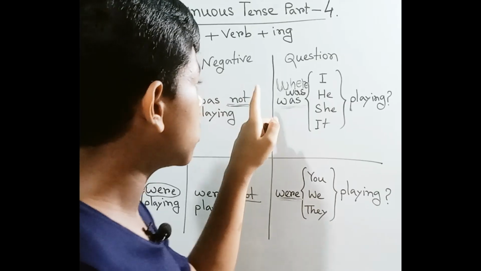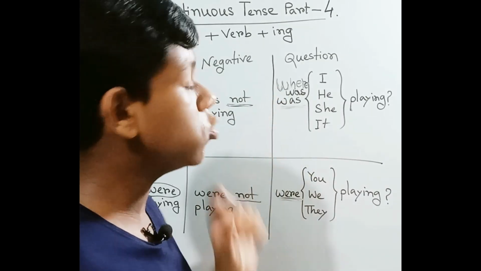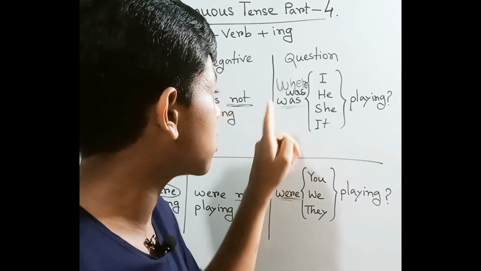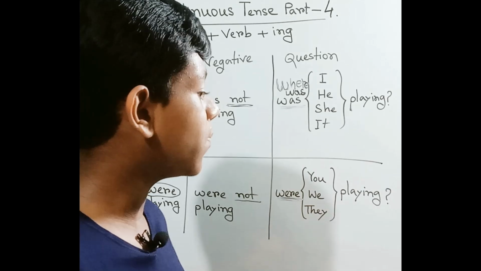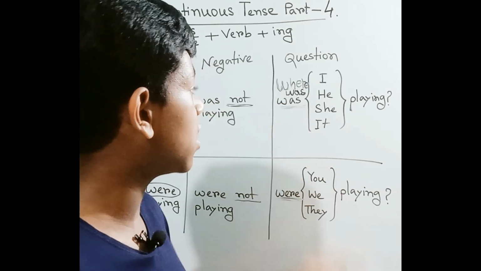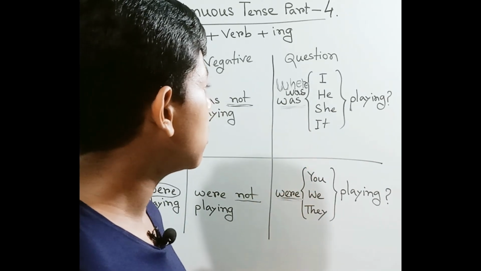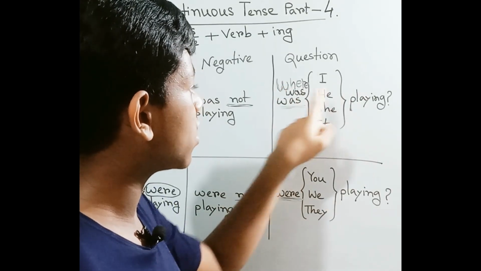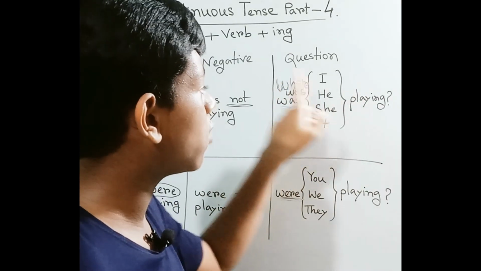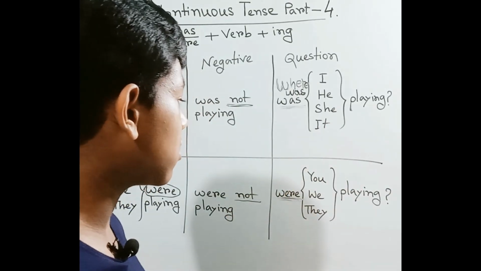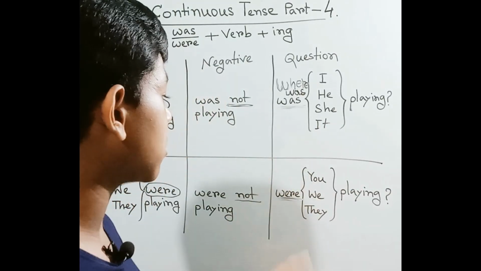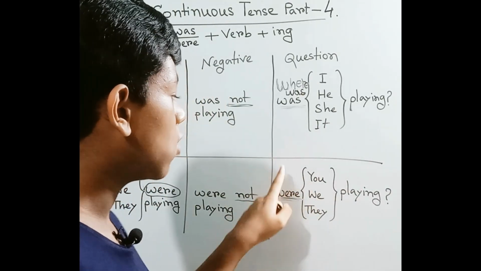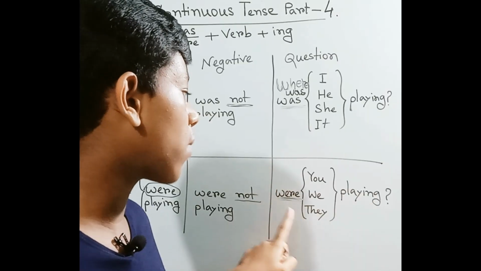Then "was": you don't have to capitalize the word "was", because at that time it will be a small letter. And it is "where". So: Where was I playing? Where was he playing? Where was she playing? Where was it playing? Same like "were": Where were you playing? Where were we playing? Where were they playing?